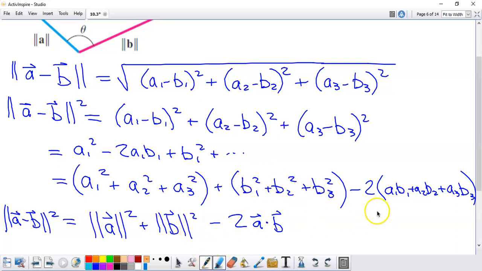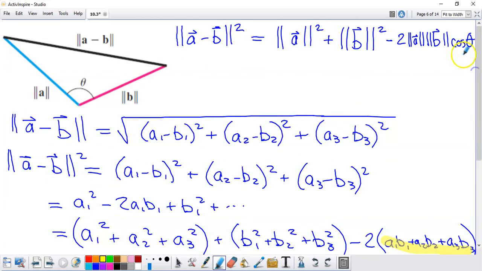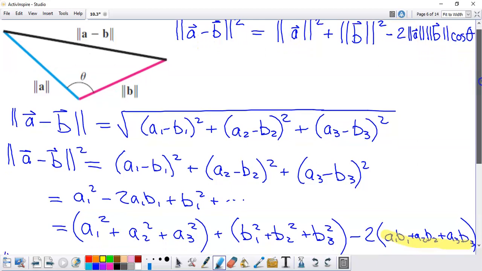What you hopefully notice about what is right here is that this is the dot product calculation. So let's try to develop some sort of a relationship between this dot product calculation and what we actually started with at the top of the screen, which was essentially a law of cosines problem.